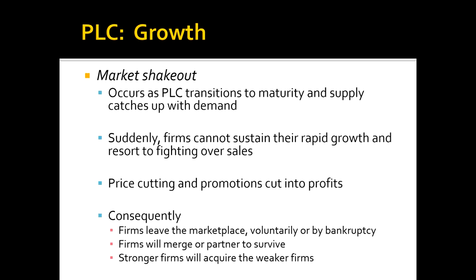Compaq and Hewlett Packard a while ago merged just because they were having a hard time surviving. Kmart and Sears merged because they were having a hard time surviving. It didn't help them, obviously. And strong firms that are in good positions have the opportunity to acquire the weaker firms or just go after their customers.